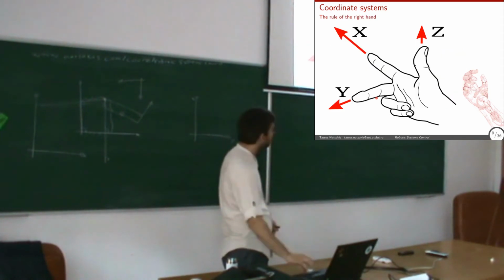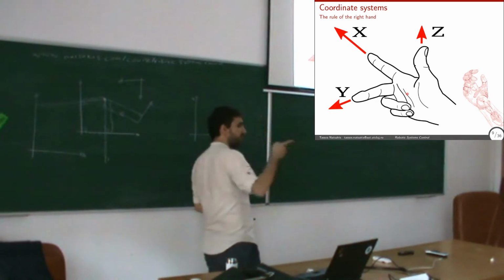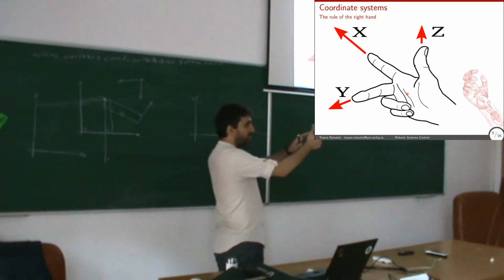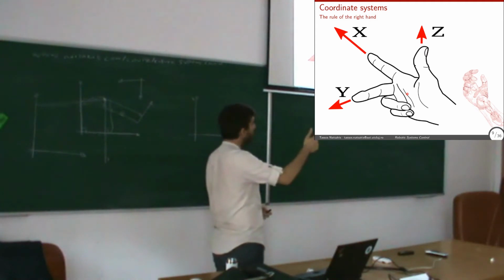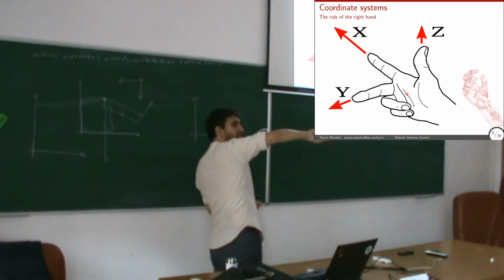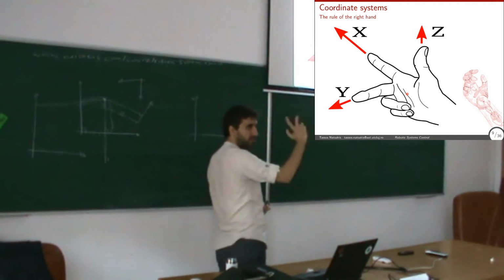There are different ways to do this. Here on the drawing, it says that if X is my index finger, and Y, my middle finger, points to Y, then my thumb will show me where Z should be. Okay, so I make the coordinate frame correctly. If X points there and Y points towards the board, then Z has to point upwards. If X points towards there and Y points towards you, then Z has to point downwards. Okay, so that the coordinate frame is correct.